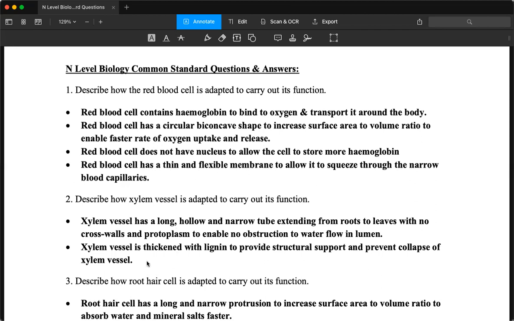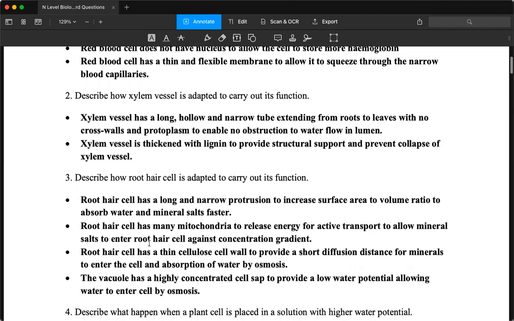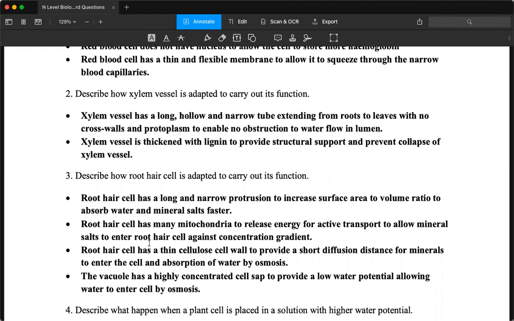Xylem vessel is thickened with lignin to provide structural support and prevent collapse of the xylem vessel. So there are two functions of the xylem. Number one, transport of water with mineral salts. Number two, structural support. And these are the elaborations. For root hair cell, these are the adaptations to carry out its function efficiently.